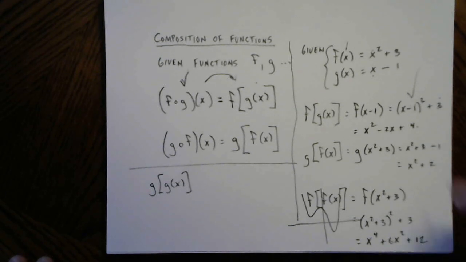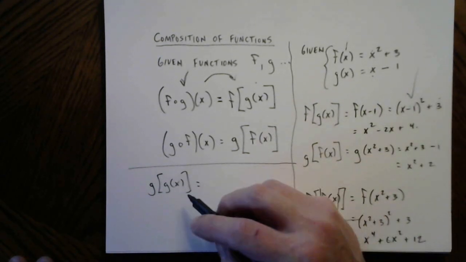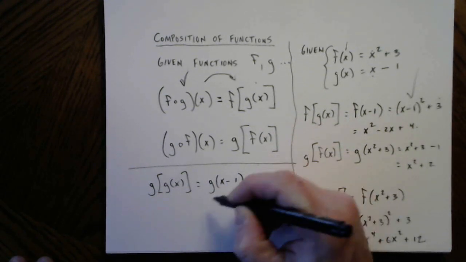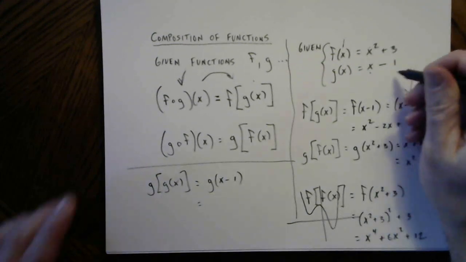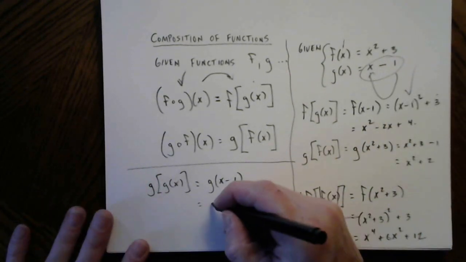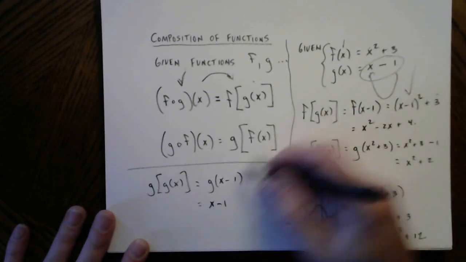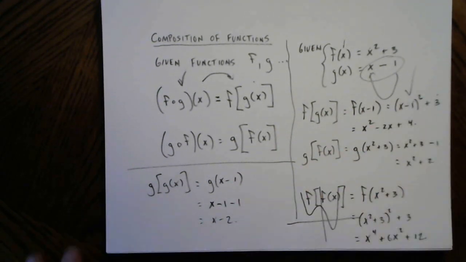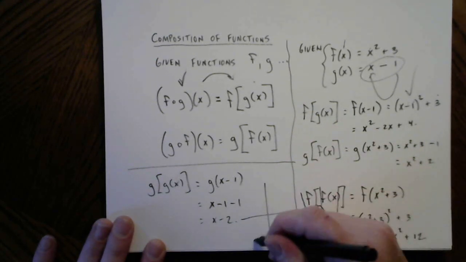What about g of g? So this will be g of x minus 1. So x minus 1 goes in there. So I have x minus 1 minus 1, x minus 2. Again, that's just a line, slope 1, y-intercept negative 2.